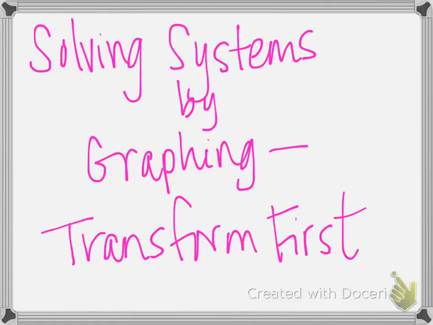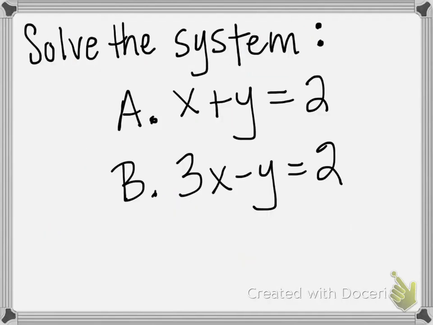All right, here's your second set of notes for solving systems of equations by graphing. And this is just reminding you that you need to transform those equations first. So the problem we're going to be working on is to solve the system x plus y equals 2 and 3x minus y equals 2.